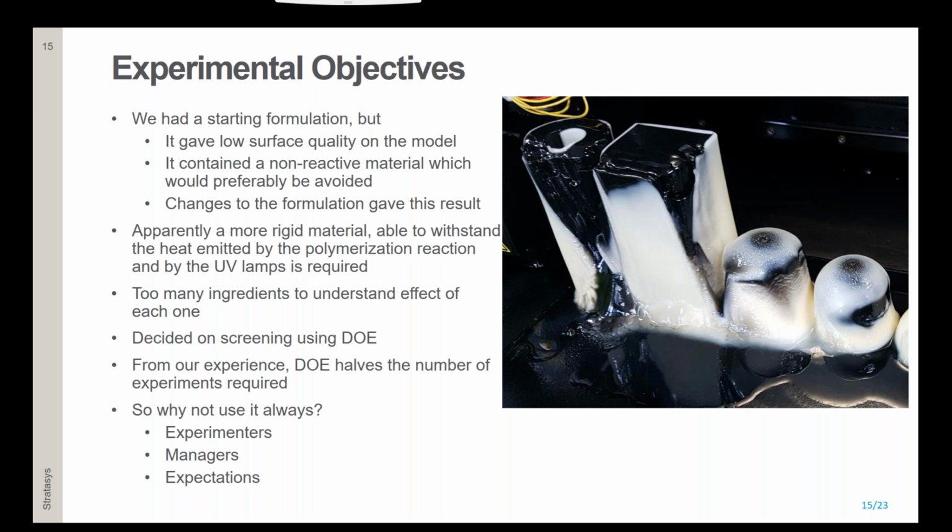So we concluded that we needed a more rigid material that would be able to withstand all the heat generated during the polymerization reaction and, of course, from the UV lamps themselves. But the formulation had 12 non-reactive materials, including the monomer, and it was too many to understand the effect of each one of them.